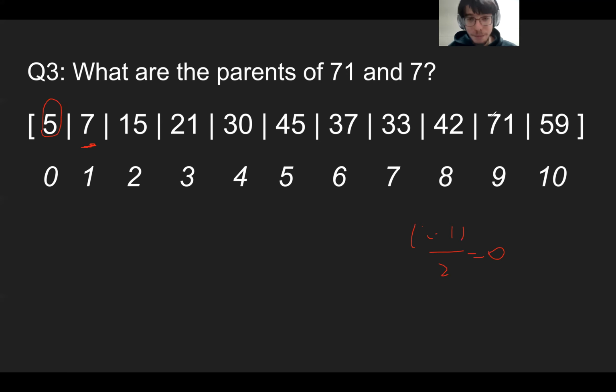And then for 71, we do i minus 1. Well, i is 9, so 9 minus 1 is 8, over 2 is 4. And so we should get 30 as the parent of 71.